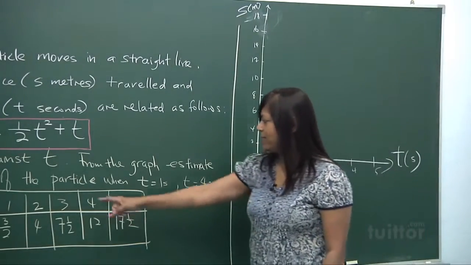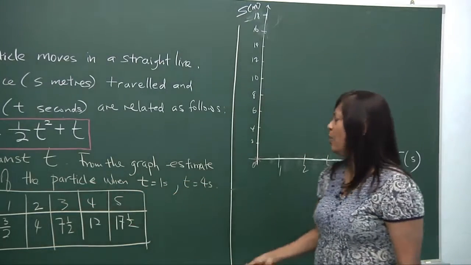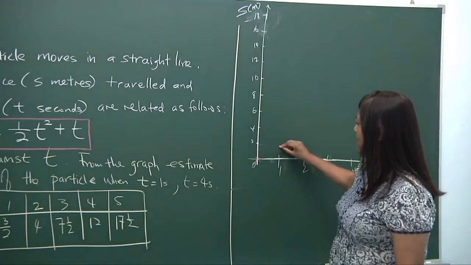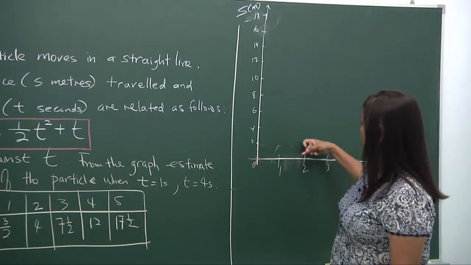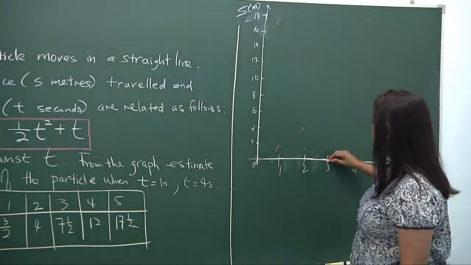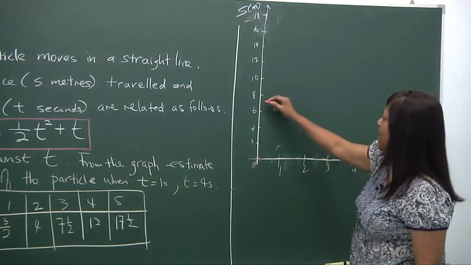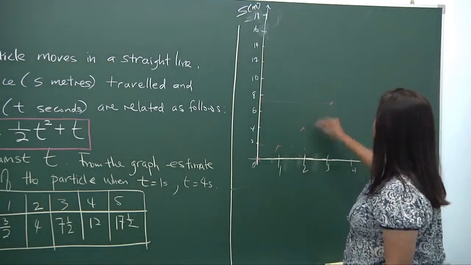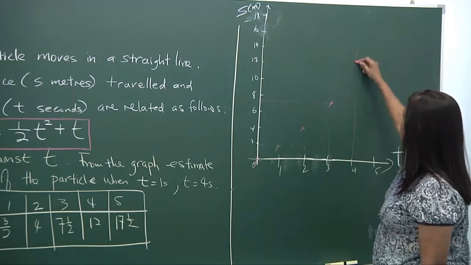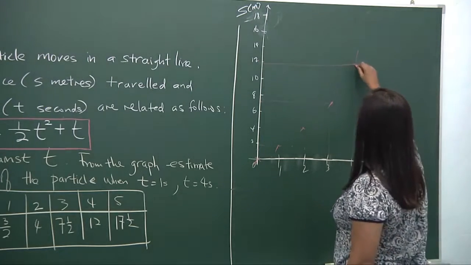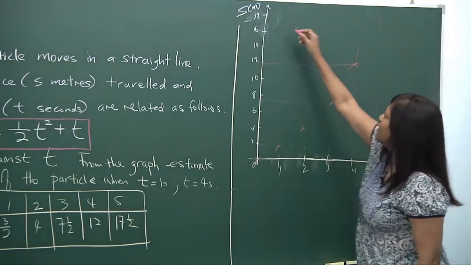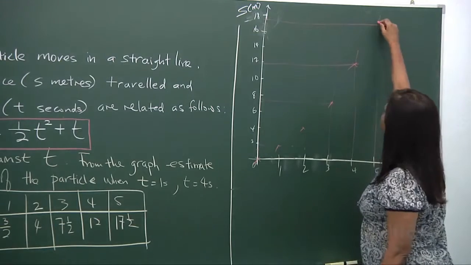When t is 0, s is 0. When t is 1, s is 3/2, which is 1.5 meters. 1 is here, 1.5 is about there. When t is 2, you get 4. Somewhere here, 4. And when t is 3, your s is 7.5. 7 is here, 7.5 about there. And when t is 4, you get 12. Ooh, it's going up very fast, 12. And when t is 5, you get 17 and a half. 17 and a half is here.